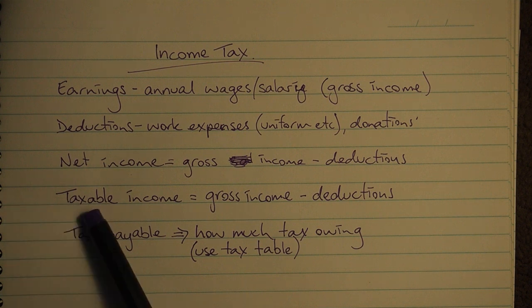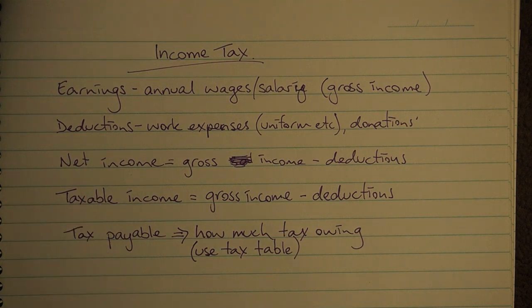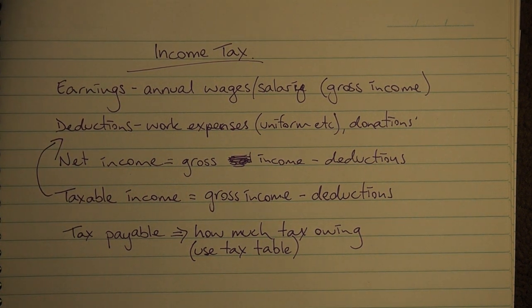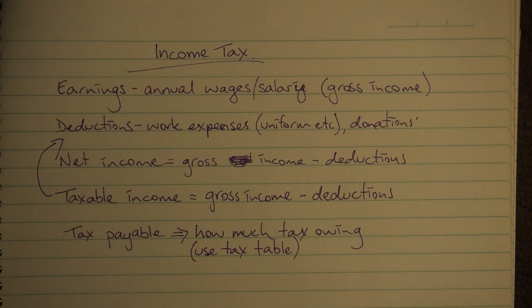Right, then we get to taxable income. So taxable income is the amount of money that you pay tax on. So that's your gross income, so how much you have earned, minus any deductions. And so those deductions are referring to the expenses and the donations that you may have made. All right, so that actually brings the amount of money that you actually pay tax on down.